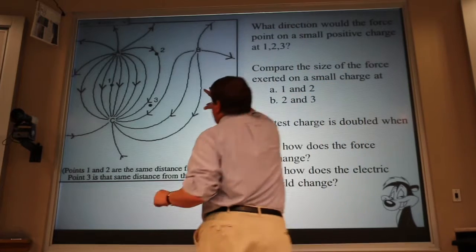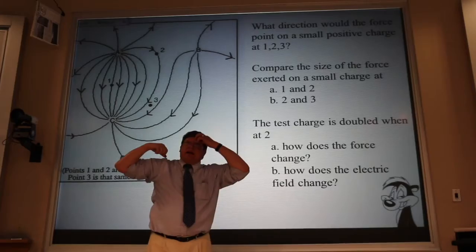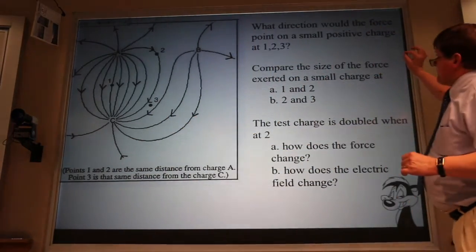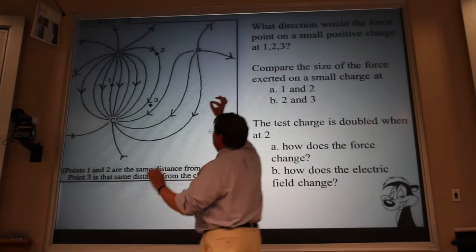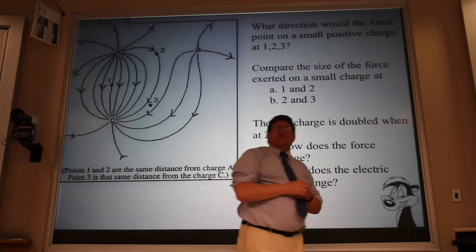Now C has got the same number of field lines as A, so it's going to be the same size charge but negative. Now, if I were to ask you, if I take a little positive test charge and put it at 1 and 2 and 3, what direction would the field point?